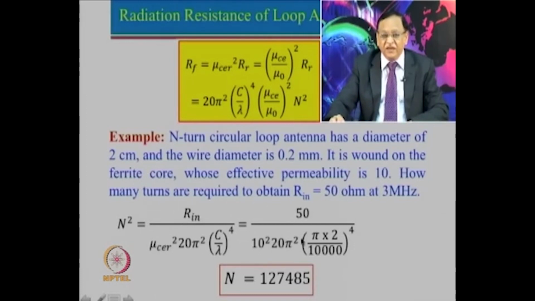Now, you just imagine if it was not a ferrite core, if it was air, then this number will change by a factor of 10. So, if it was wrapped around just air, then this number would actually increase by 10 times. Okay. So, that is the advantage of using a ferrite core, that you can reduce the number of turns.